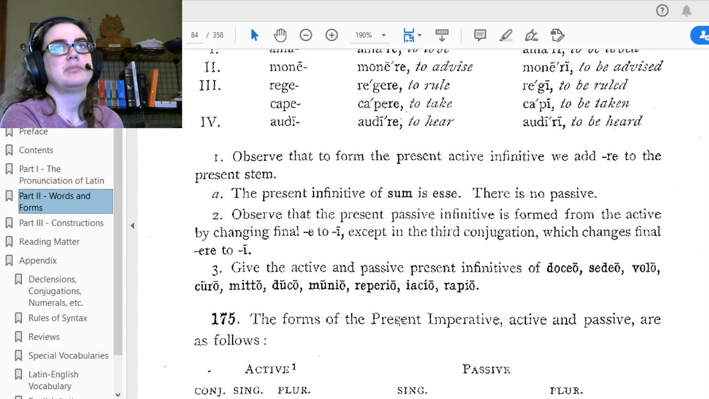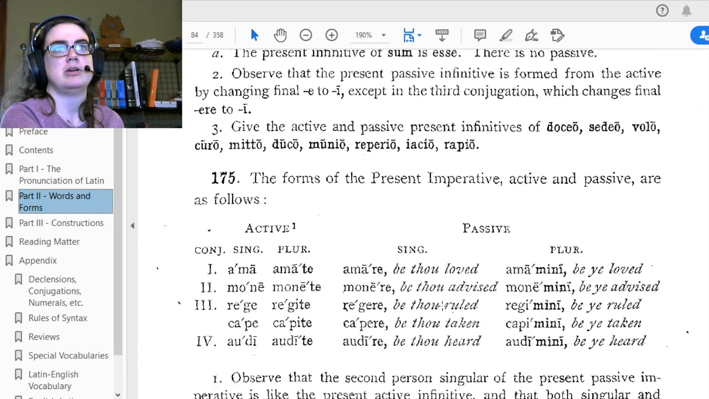All right. The present infinitive of sum is esse. There's no passive, right? If you don't have passive forms, you're not going to have a passive infinitive. All right.